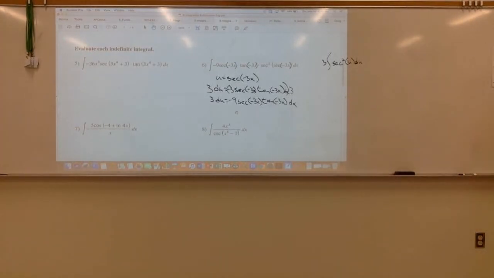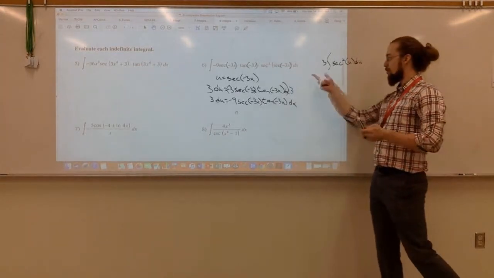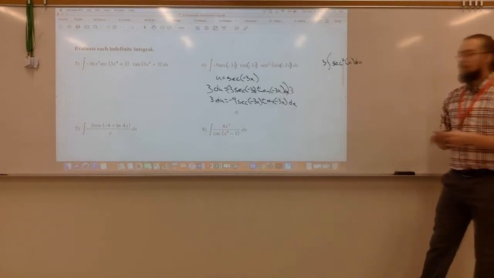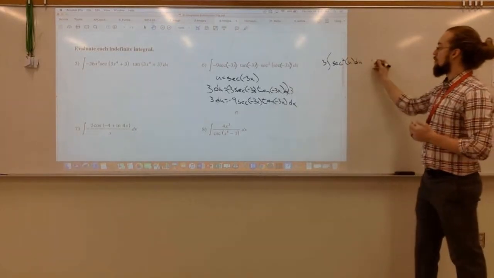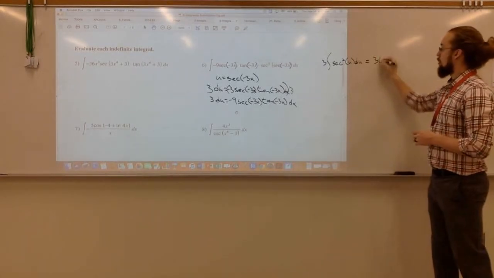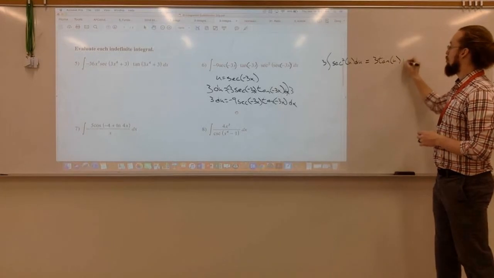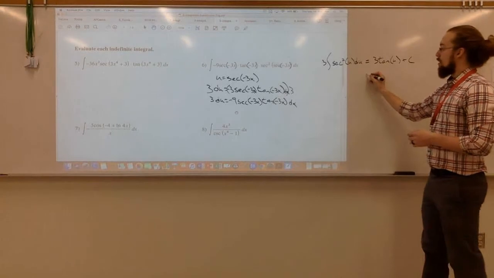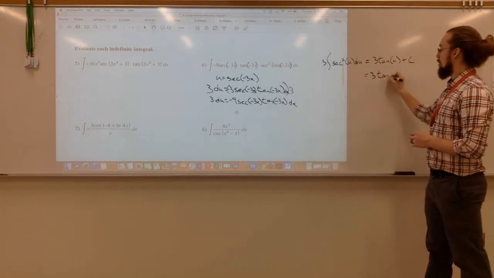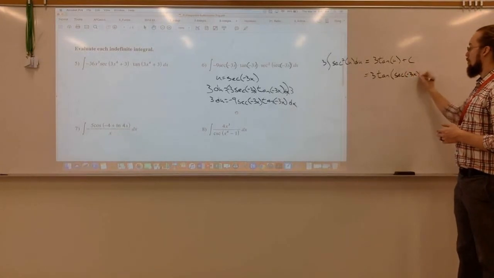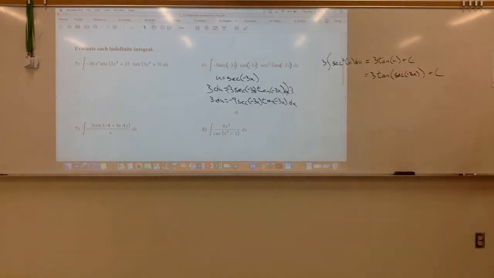Right? Do we see that substitution? I mean, this one was ugly. There was a lot going on. But do we see how that substitution can just become this? Right, so now, what's the antiderivative of secant squared? Right, so this will just be 3 tangent of u plus c. And then plug my u back in. So 3 times the tangent of secant of negative 3x plus c.